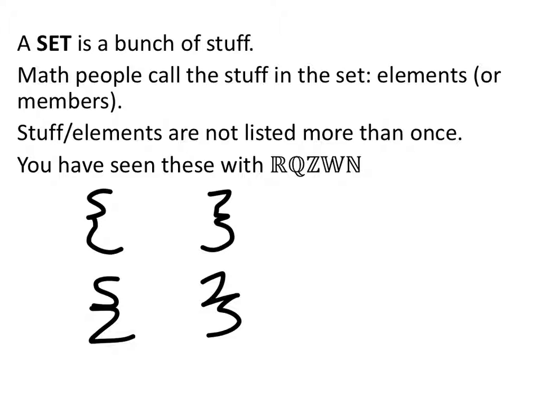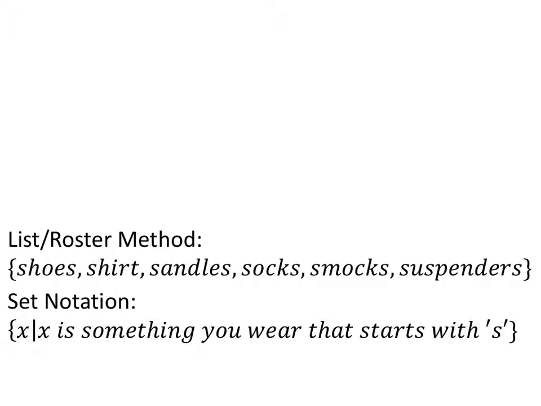Again, remember that if something's listed more than once, we do not list it a second or third time. Just list it once. This is the list or roster method, and again we're using those fancy brackets. To start off, it's just listing these things: shoes, shirts, sandals, socks, smocks, and suspenders.